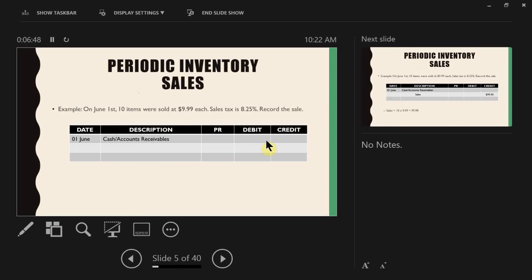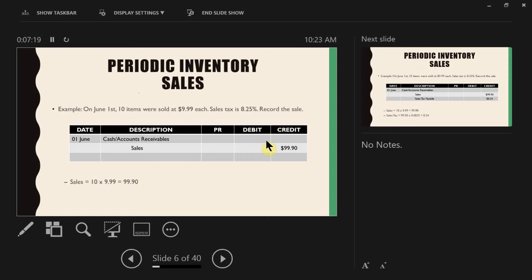So here, of course, we're going to recognize that we're going to have cash or accounts receivable, depending on what you actually got when you sold your items. Did you sell for cash or did you sell on account? And of course, we're going to recognize our sales. You're going to recognize sales first because in this case, the total amount of cash is going to be the sales and the sales tax combined.